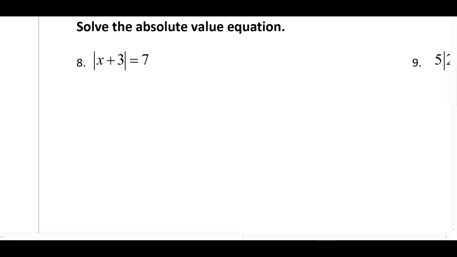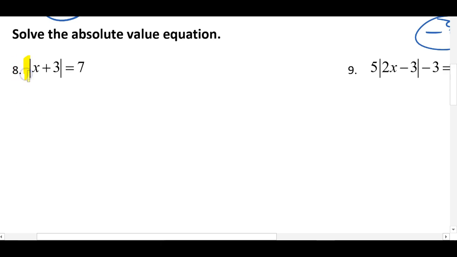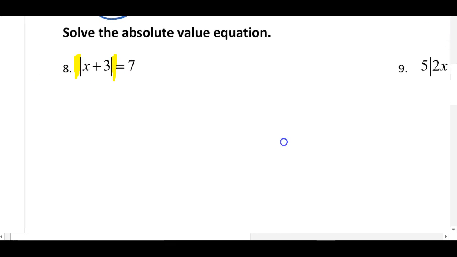Before you split it, you need to make sure that we do not have anything out here or anything over here. There's nothing next to the bars. And remember, we said we need to isolate them. We need them to be by themselves on that side of the equal sign. So there isn't anything, so we can go ahead and split it into two different equations.